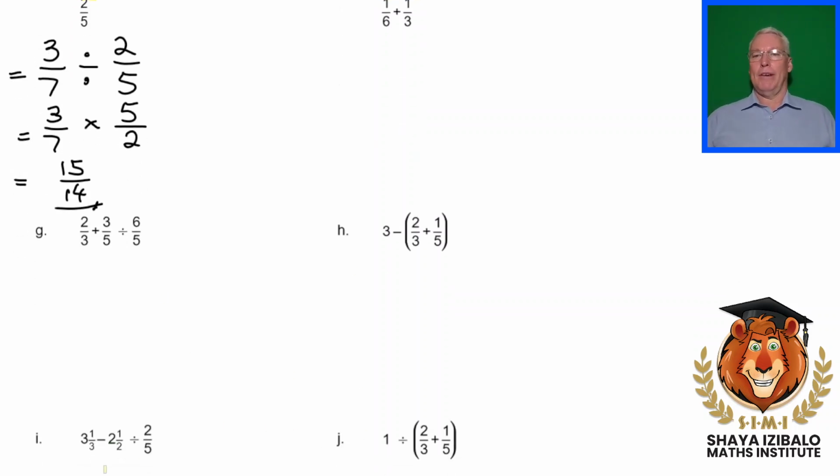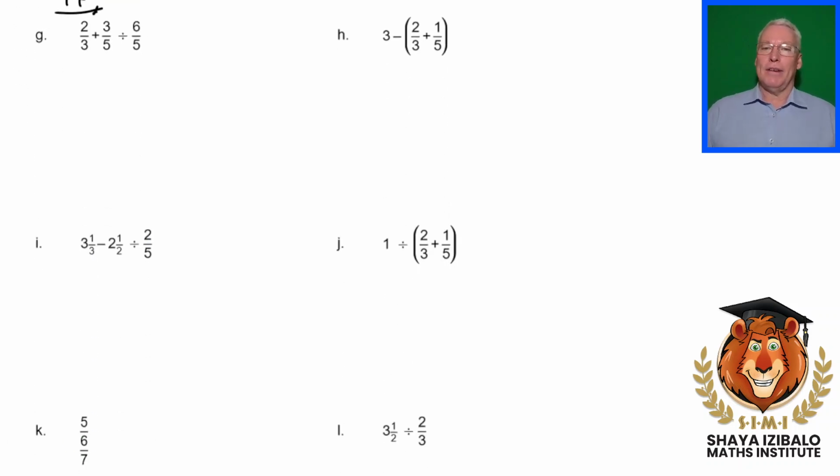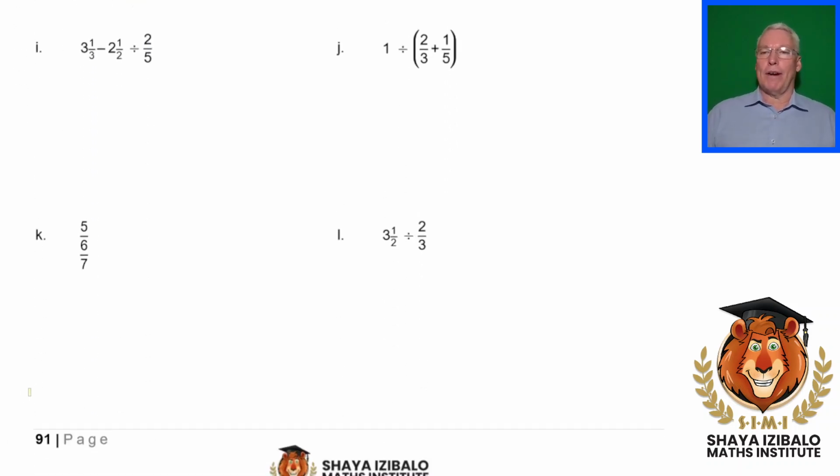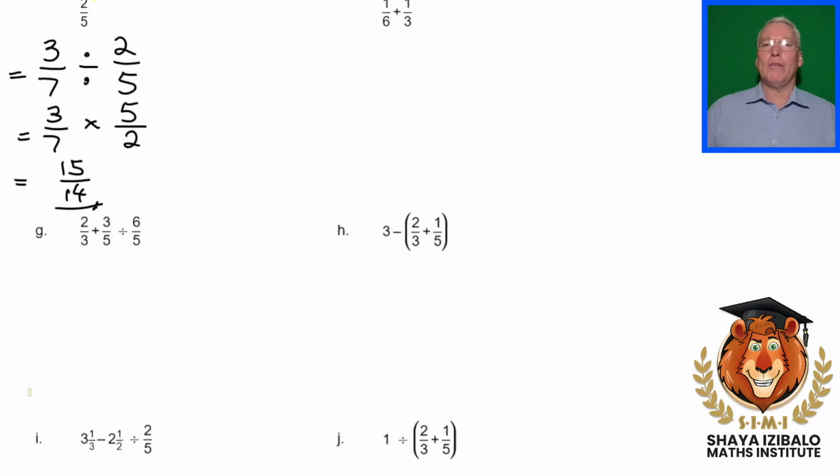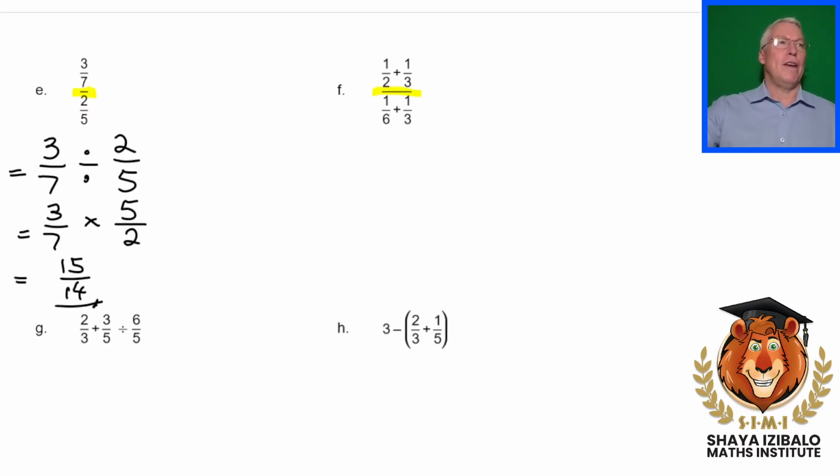Just remember BODMAS, okay? And remember, we don't do anything before we've got improper fractions. So if we've got mixed numbers like we have in I, then go with improper fractions first. Okay, try all these questions and then let the video run again and see how you did. Good luck. Remember, you can talk to your friend, discuss it with the person next to you. The best way to learn is to help one another.